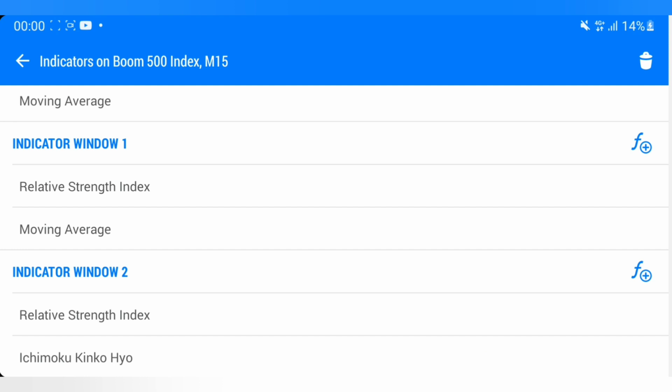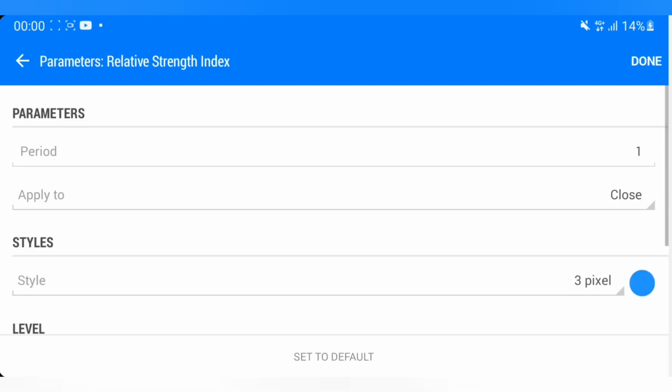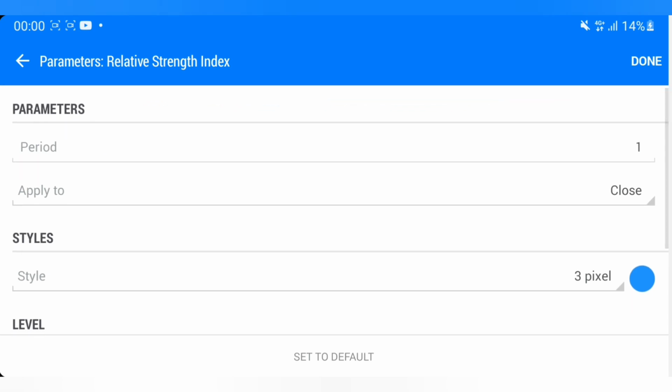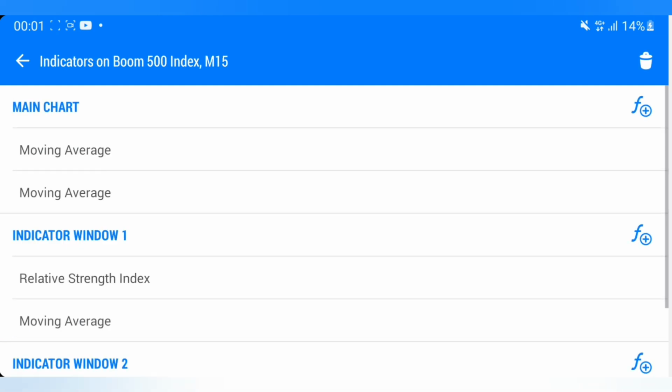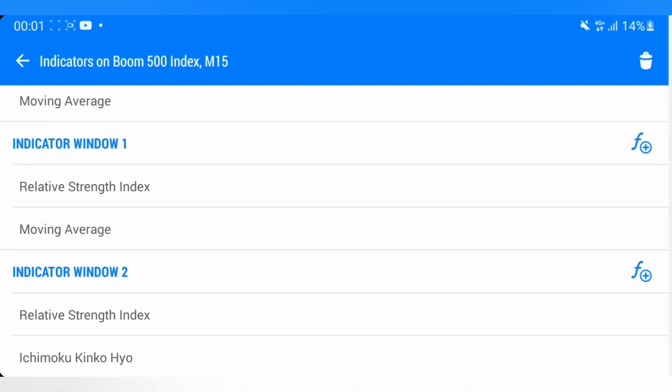And then down below, which is indicator window 2, we also have our relative strength index again, where our period is 1. Now I think this is where the difference is. So our period is 1 here in this case. Apply to close, the style obviously blue, and then it's done. So that's the relative strength index.